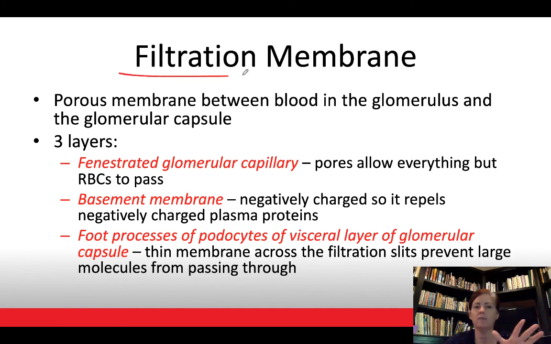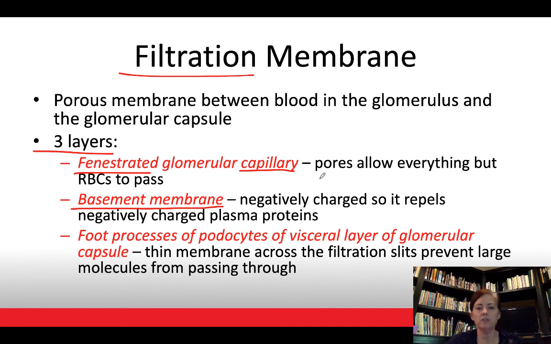So here we have the same thing. This is our filtration membrane because it's in the kidney, and that's what kidneys do. They filter, and the filtration membrane is in three layers. So we've got the capillary wall, or the capillary endothelium, which in this case is going to be a fenestrated capillary wall. We've got the basement membrane, which is going to be connecting these two structures together.